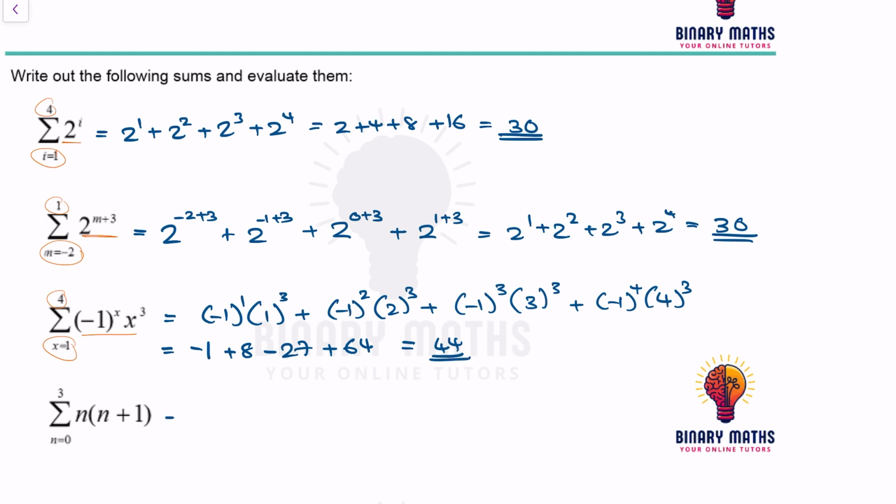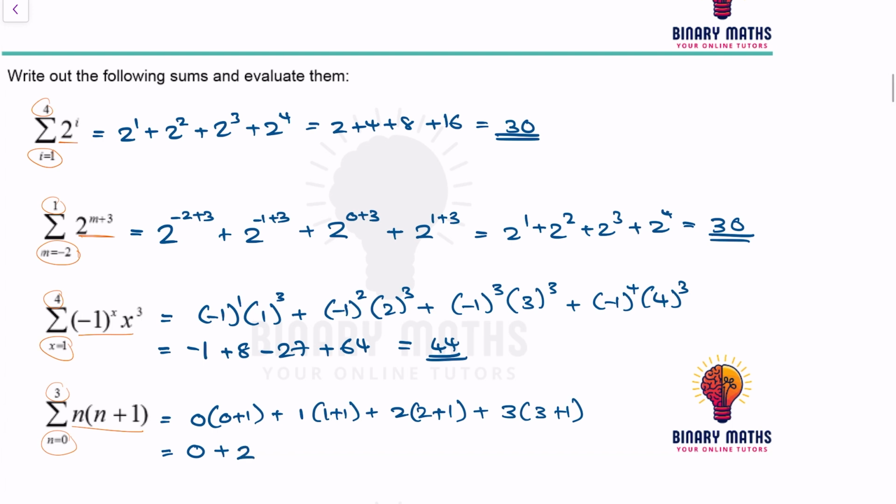The last one I need to do, okay, substituting from 0 to 3 into this expression. So first one would be 0 times 0 plus 1, plus 1 times 1 plus 1, plus 2 times 2 plus 1, plus 3 times 3 plus 1, which gives me 0 plus 1 times 1 plus 1 is 1 times 2, so it's 2, 2 times 3, which is 6, and 3 times 4, which is 12. So altogether, when we add it together, we get 20.